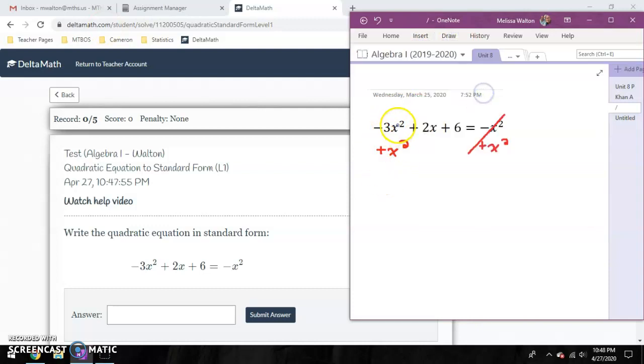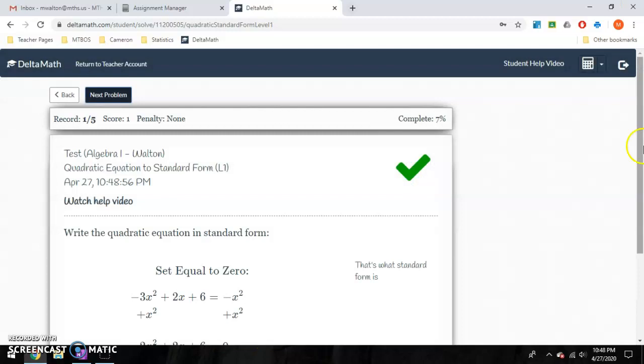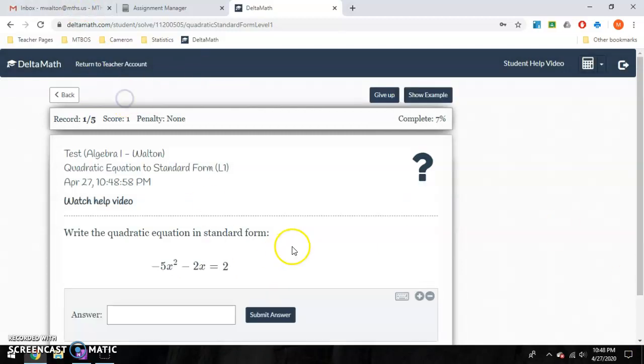We end up with negative 3x squared plus 1x squared is negative 2x squared. And I didn't combine anything with my 2x, so that will stay the same. And I have a plus 6 right there, so we've got plus 6. And finally, this is now equal to 0. We are in standard form. So my final answer is negative 2x squared plus 2x plus 6 is equal to 0. And we got it.